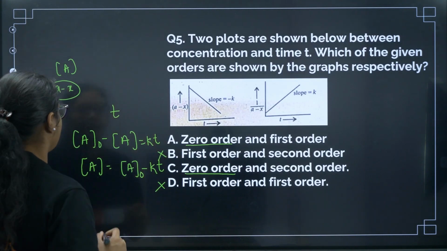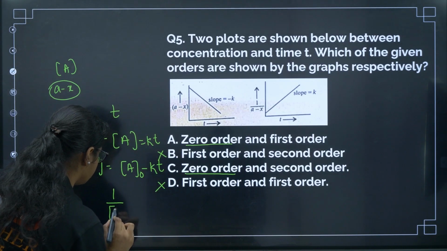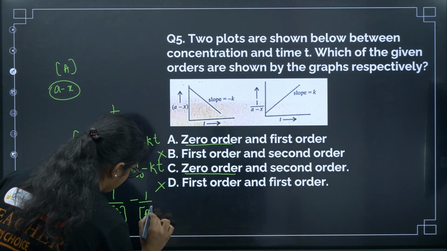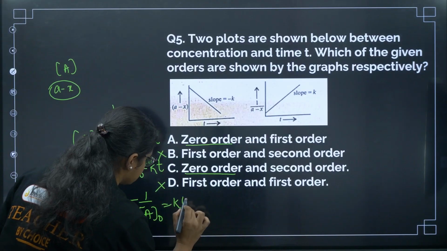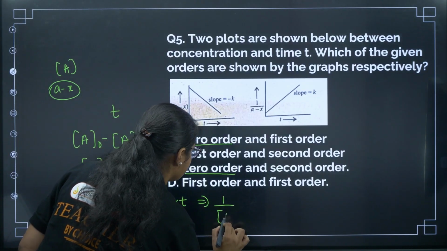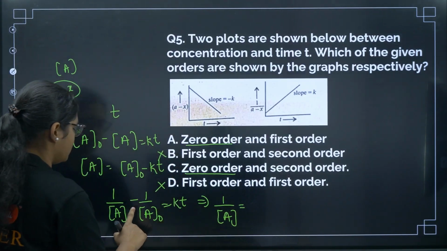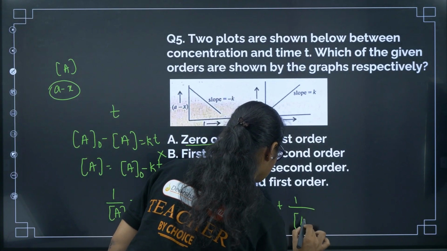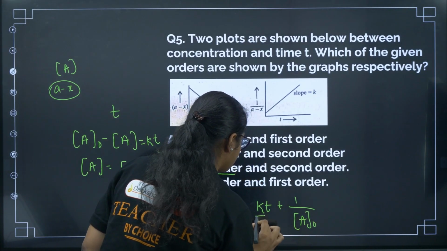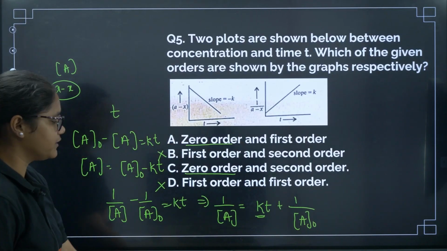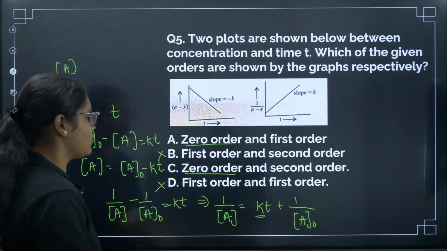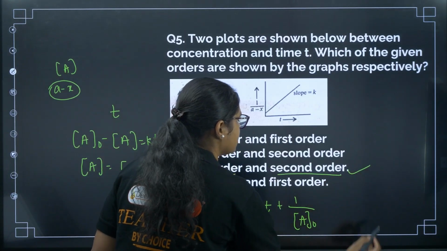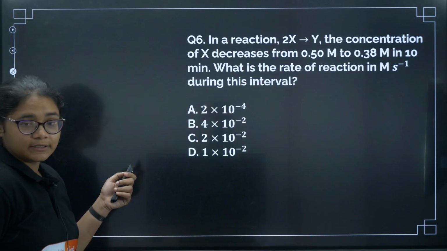Now if you see 1 by A, so for this second order reaction, the value is 1 by A minus 1 by A naught is equal to KT. So if I want to calculate here 1 by A, that value will be equal to KT plus 1 by A naught. So here it is a positive slope, okay, with the y-intercept. So this is your second order reaction. So the correct answer for this question is option number C, okay. So let us see the next question.